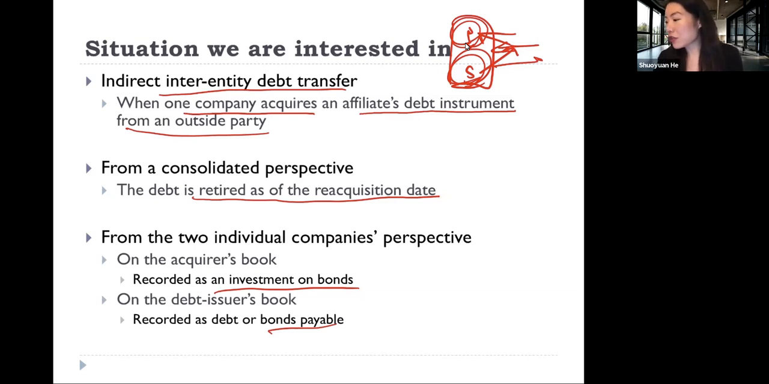However, if you look at those two firms as one firm, you issue the debt and then you retire the debt. As of the retirement of the debt, this debt no longer exists. So there should be no investment account, no bond payable, no interest revenue, and no interest expense. So in the consolidation process, we need to eliminate all of those. So this is just a conceptual view of what is happening here. And then we're going to talk about what we do in the consolidation process.